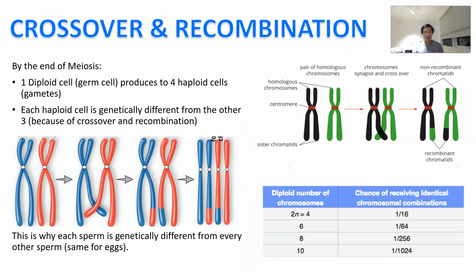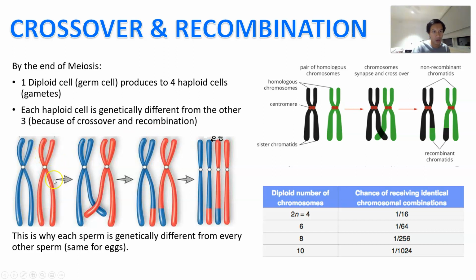Now, let's talk a little bit about crossover and recombination, because sometimes it can be a little bit hard to understand, right? By the end of meiosis, one diploid cell is going to produce 4 haploid cells, right? So one germ cell is going to produce 4 sperm, and those gametes are going to be all genetically different from one another because of crossover and recombination. So you can imagine there are your homologous pairs from the one cell at the start, right?